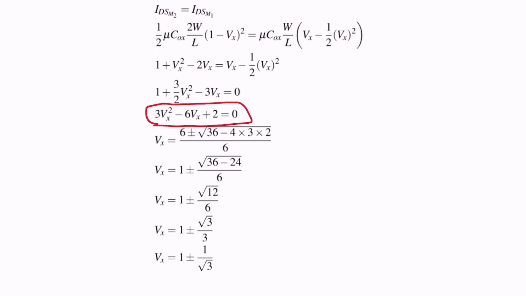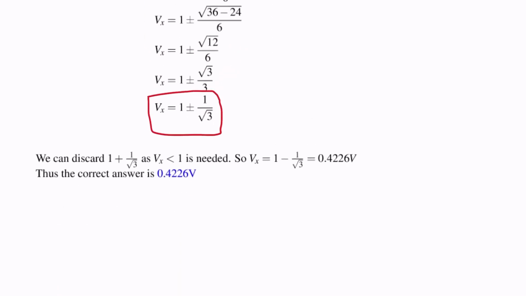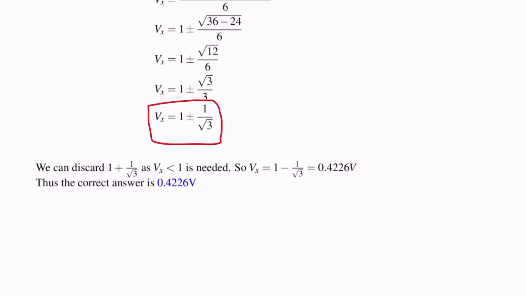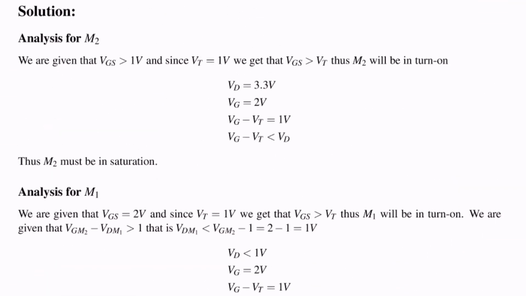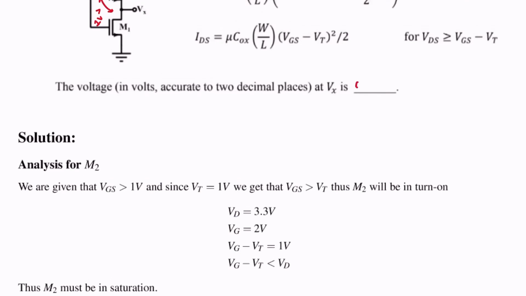And then we get the roots of the quadratic, which are the potential values for Vx, and we can discard 1 plus 1 over root 3 because we need a value of Vx less than 1. So Vx is 1 minus 1 over root 3, which is 0.4226 volts. Thus the correct answer is 0.4226 volts. Rounding off to 2 decimal places, that's 0.42.